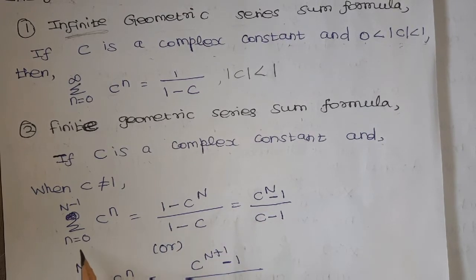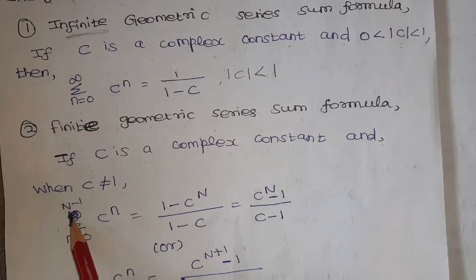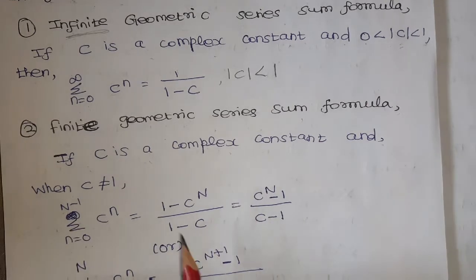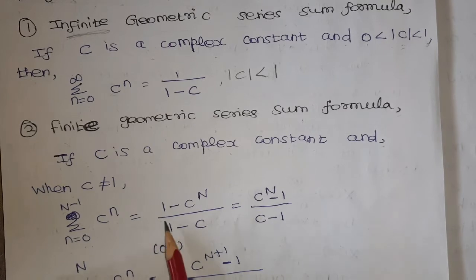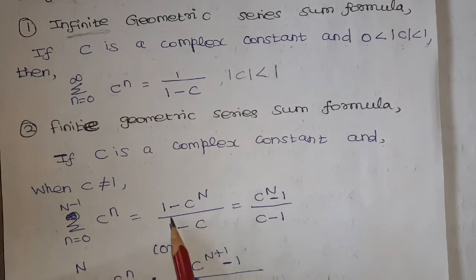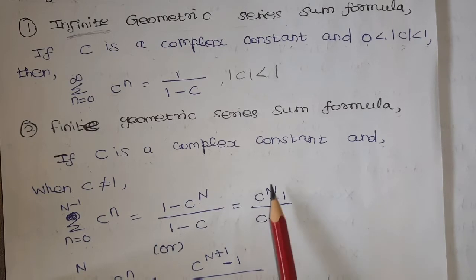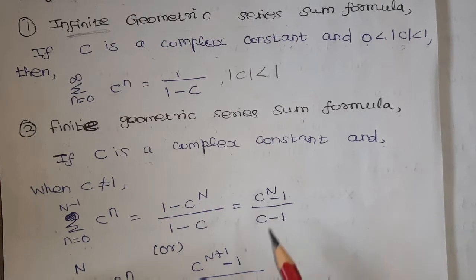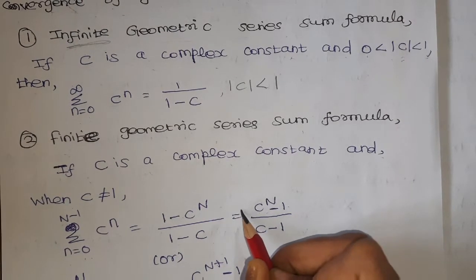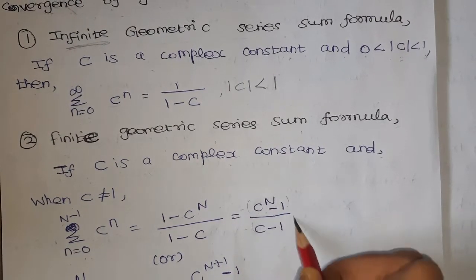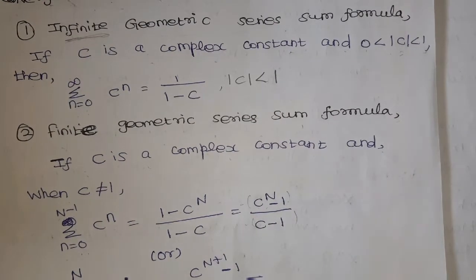So be careful in this. We have to be very careful in this. Summation n equal to 0 to n minus 1, C power n is equal to 1 minus C power n divided by 1 minus C, or it can otherwise be written as C power n minus 1 divided by C minus 1, because there is no change. When we take minus outside, this term will give this value. So minus and minus will get cancelled.